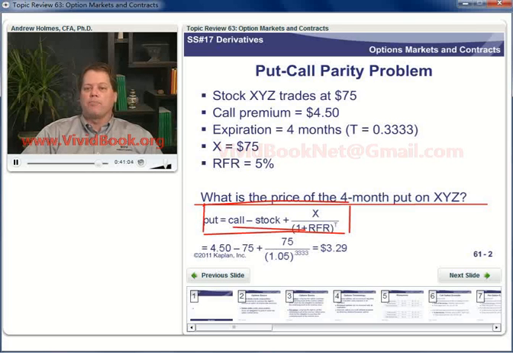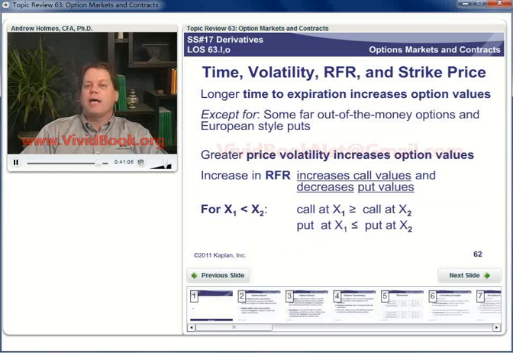All right, so what about time, volatility, risk-free rate, and the strike price? Okay, so time: the longer the time to expiration, the greater option values are. That applies to both puts and calls. Okay, so there's some exception here for far out of the money options with European style puts, but I don't think that that's something you have to worry a whole lot about. Okay, what about this idea of the risk-free rate? Well, the risk-free rate increases the value of the call, it decreases the value of the put.